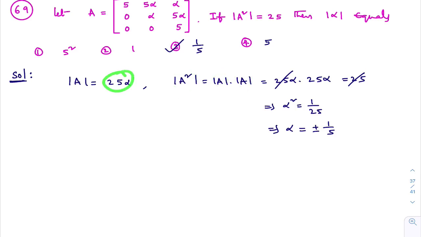As we got the determinant of A is 25 alpha, that is what I have written, 25 alpha into 25 alpha. See here 125 will get cancelled. Alpha square equal to 1 by 25. From this alpha equal to plus or minus 1 by 5. But what they are asking, modulus of alpha. Modulus of alpha means a positive number only we will get. If I keep modulus on both sides, what you will get? You will get 1 by 5 only. So here modulus of alpha is 1 by 5.